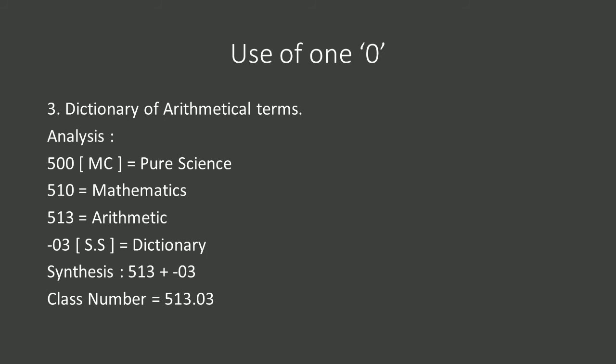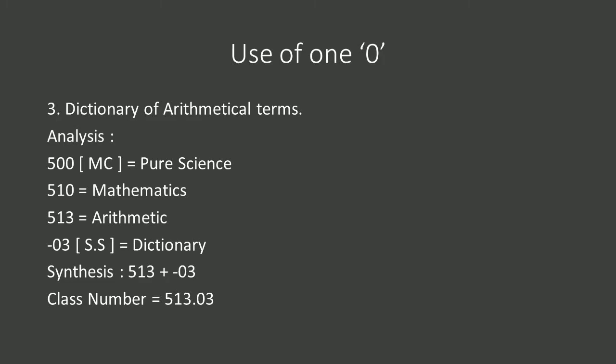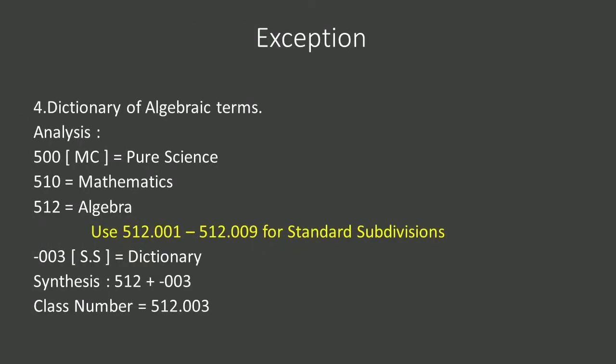Okay. This is the basic rule. If there is no instruction under the main class or subdivision of the main class, always we will use one digit connecting the notation of main class or subdivision of main class and the notation of standard subdivision. This is the basic rule. Okay. Now these rules have some exceptions. Here is the exception.